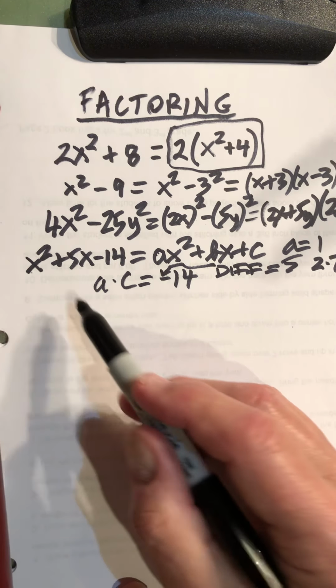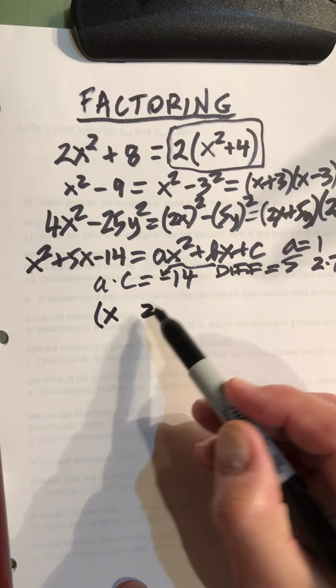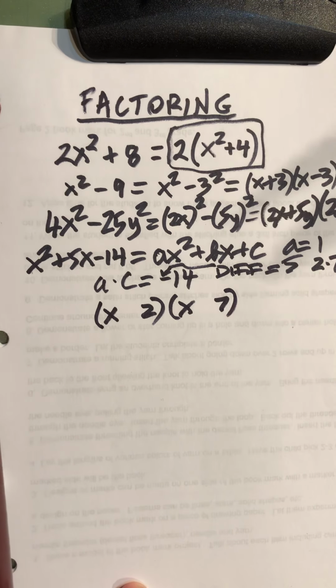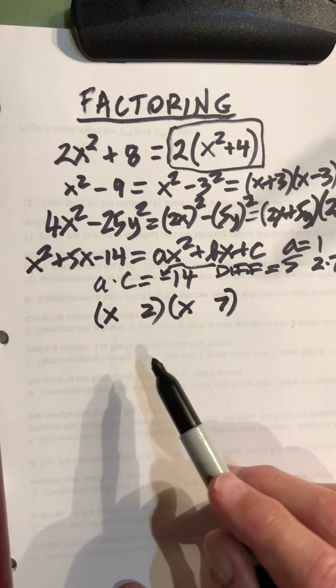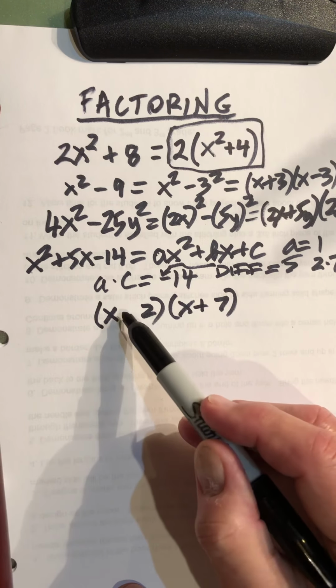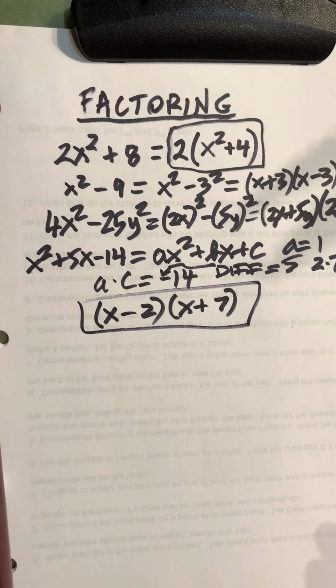So because a is just 1, I can go x, 2, and x, 7, and figure out what the signs are. Well, it's plus 5x, so that's going to be x plus 7 and x minus 2. And that's my answer. I don't have to replace the middle term. I'm ready to go. All right?